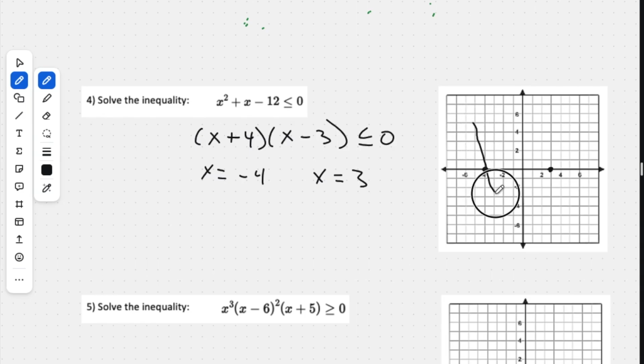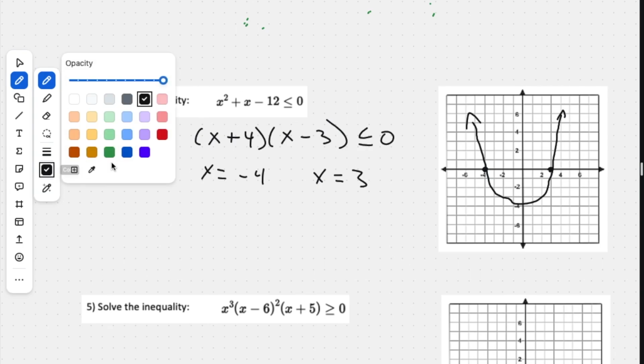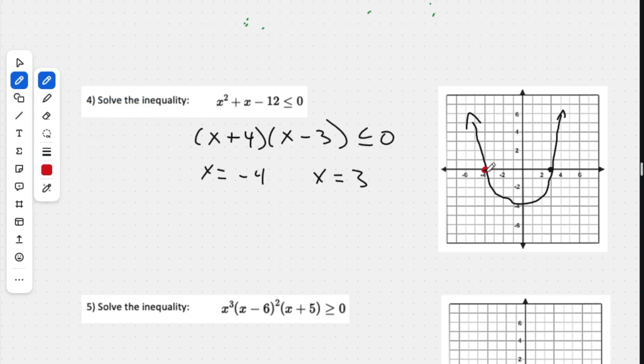You attempt to draw something kind of parabola-like with this pen. And we want the less than or equal to zeros. So that means I want those intercepts. I want to include those. And I want to include that whole region because all of this is under the axis. So like if I put in 0 into this, -12 is less than 0, that makes it true. So we want that whole region. So solution set's going to be from -4 up to 3.